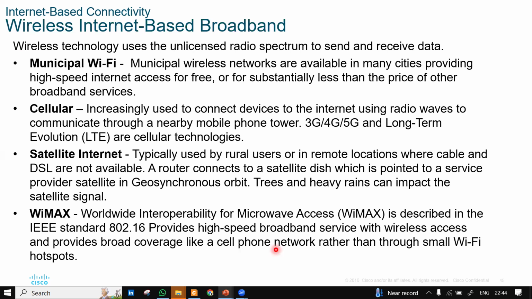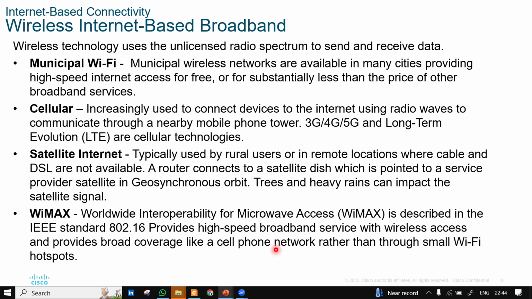Wireless internet-based broadband connectivity options. Okay, we are done with wired. With wireless, we have municipal Wi-Fi. As I said, I've never used this one. I don't know if it exists here, but it's there somewhere. We have cellular. This is your 3G, 4G, 5G, LTE. I've used 5G. I think 5G is almost everywhere now. Is it not? In Arara 5G is available.